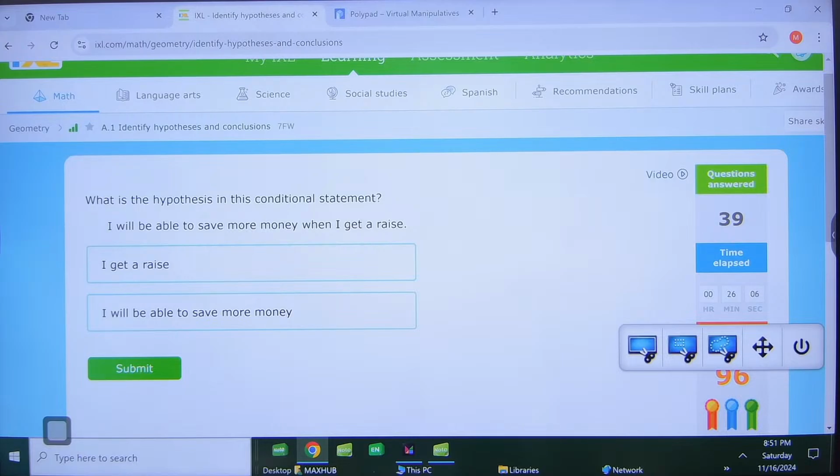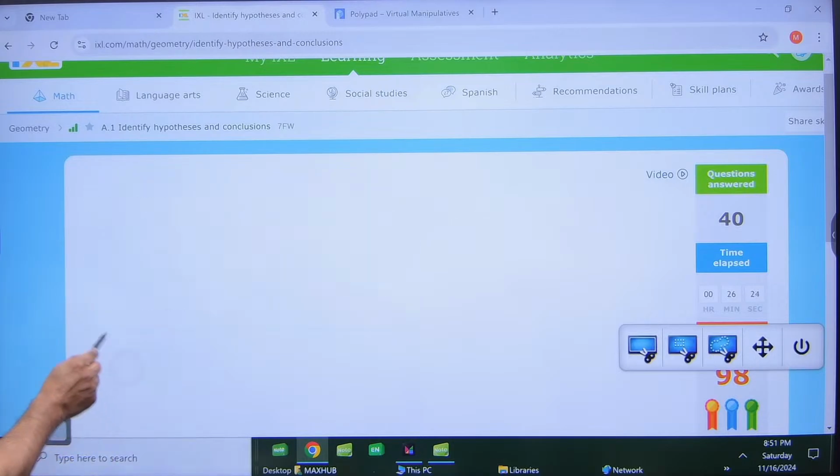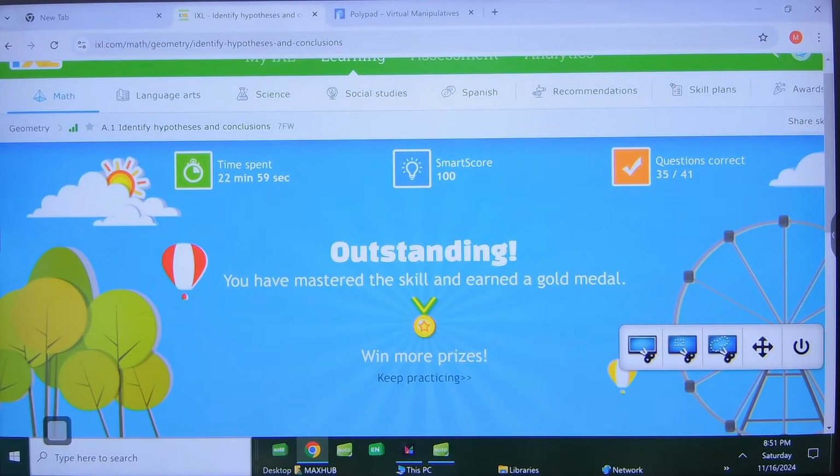If I get a raise, then I will be able to save more money. Last question, my dear. Wait, I need to think about this. Okay, this is easy. Oh, this one's easy. It has if. So Connor is going to a job interview. Yes. Oh, outstanding.